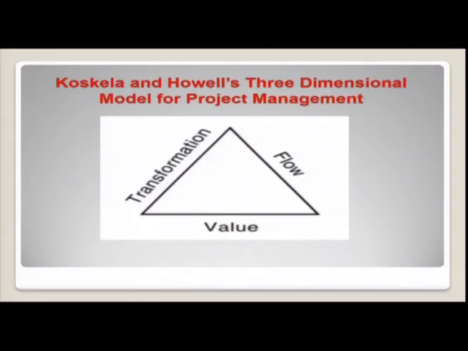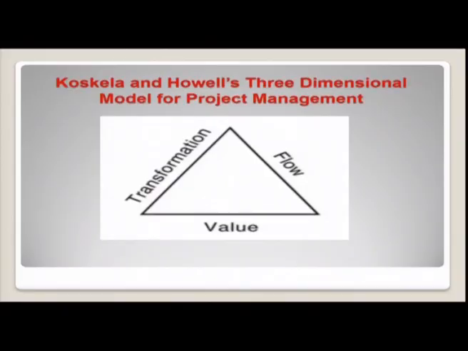So this Koskela and Howell's three-dimensional 3D model of project management describes three different features. One is, they speak about the transformation, flow and value. The transformation takes place when the requirements change from one sprint to the other. So based on the transformation you have a flow, and based on the flow, when we give a small incremental delivery, small feature delivery, you value the feature, you give value to the increments, so you give value to the small releases. So that is what the Koskela and Howell's 3D model for project management speaks about. It speaks about 3 points. One is transformation, second one is flow, third one is value.